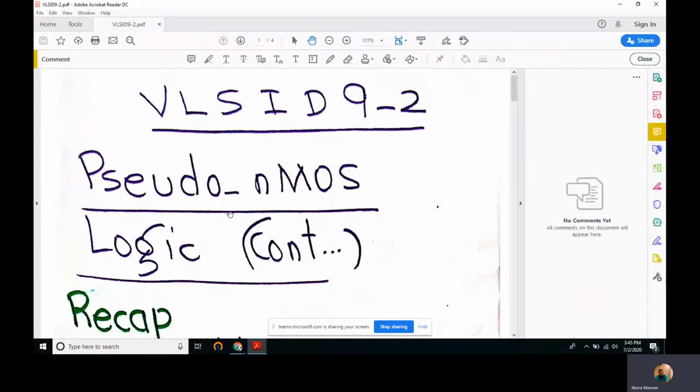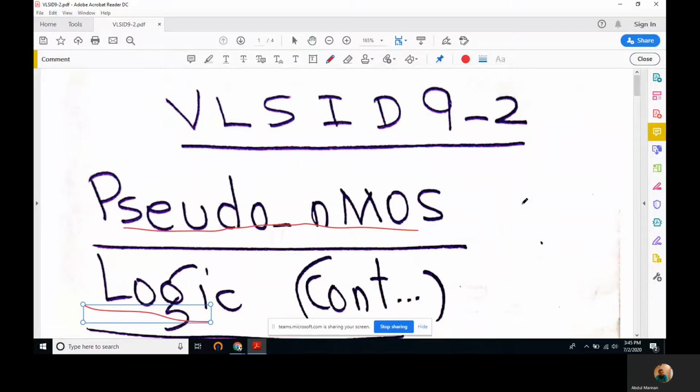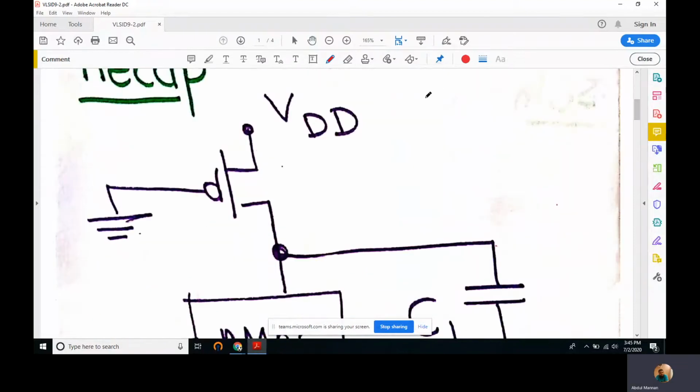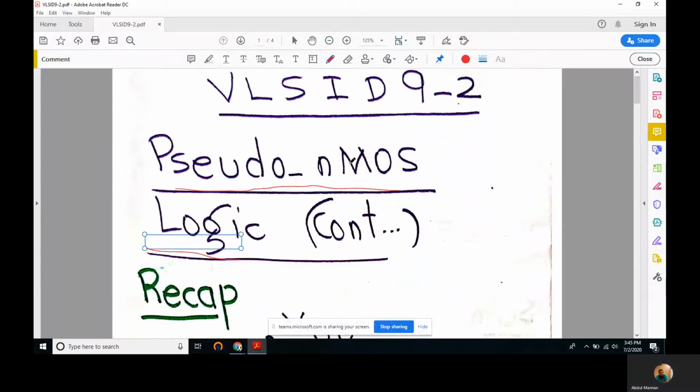We are studying VLSI design, and we will continue studying pseudo nMOS logic. We started studying pseudo nMOS logic in our last lecture, lecture 9.1, and today we'll continue it. How would I continue? By giving a recap first. I'll give a small recap of the last lecture.